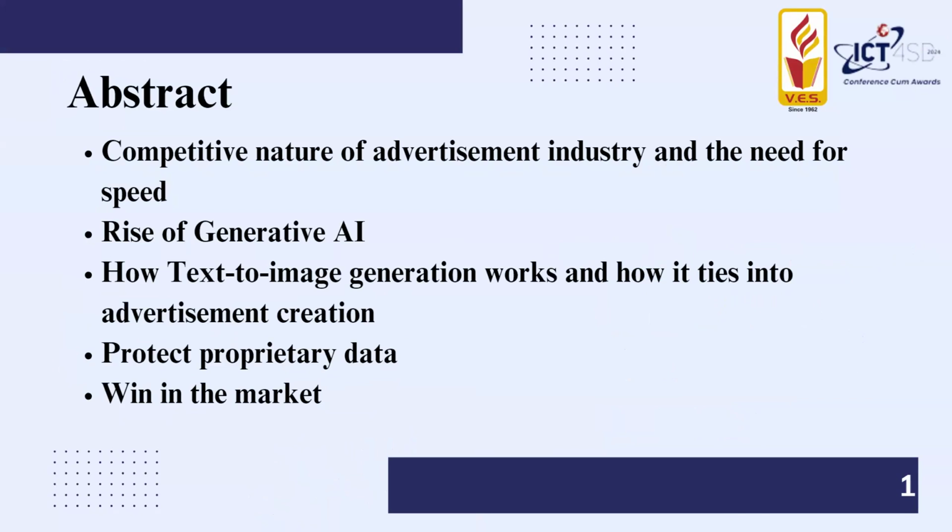There has been tremendous growth in technology, especially the rise of generative AI. You all might be aware of generative AI through tools like ChatGPT, which generates text upon giving prompts. However, the generative AI framework is not limited to text only, and it extends to the image and video domain. Text to image generation AI works on the same basis as ChatGPT, wherein it takes prompts and generates something related to that prompt. We are going to explore how it ties into advertisement creation in this paper. We also aim to protect proprietary data.